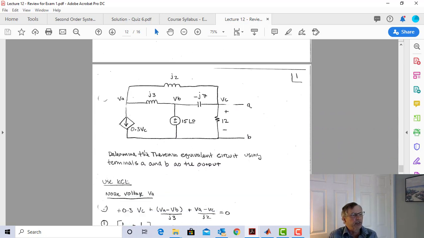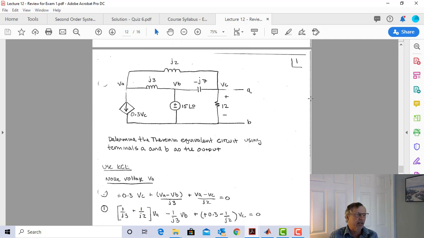First thing I need to do is determine V Thevenin for this thing. So let's do it with KCL. And so since I'm using KCL, I better label my nodes. Here's VA, here's VB, and here's VC. And so let's look at what I have. That dependent source could kind of get in the way of things, but we're not going to let it bother us. It's just 0.3 times this voltage.